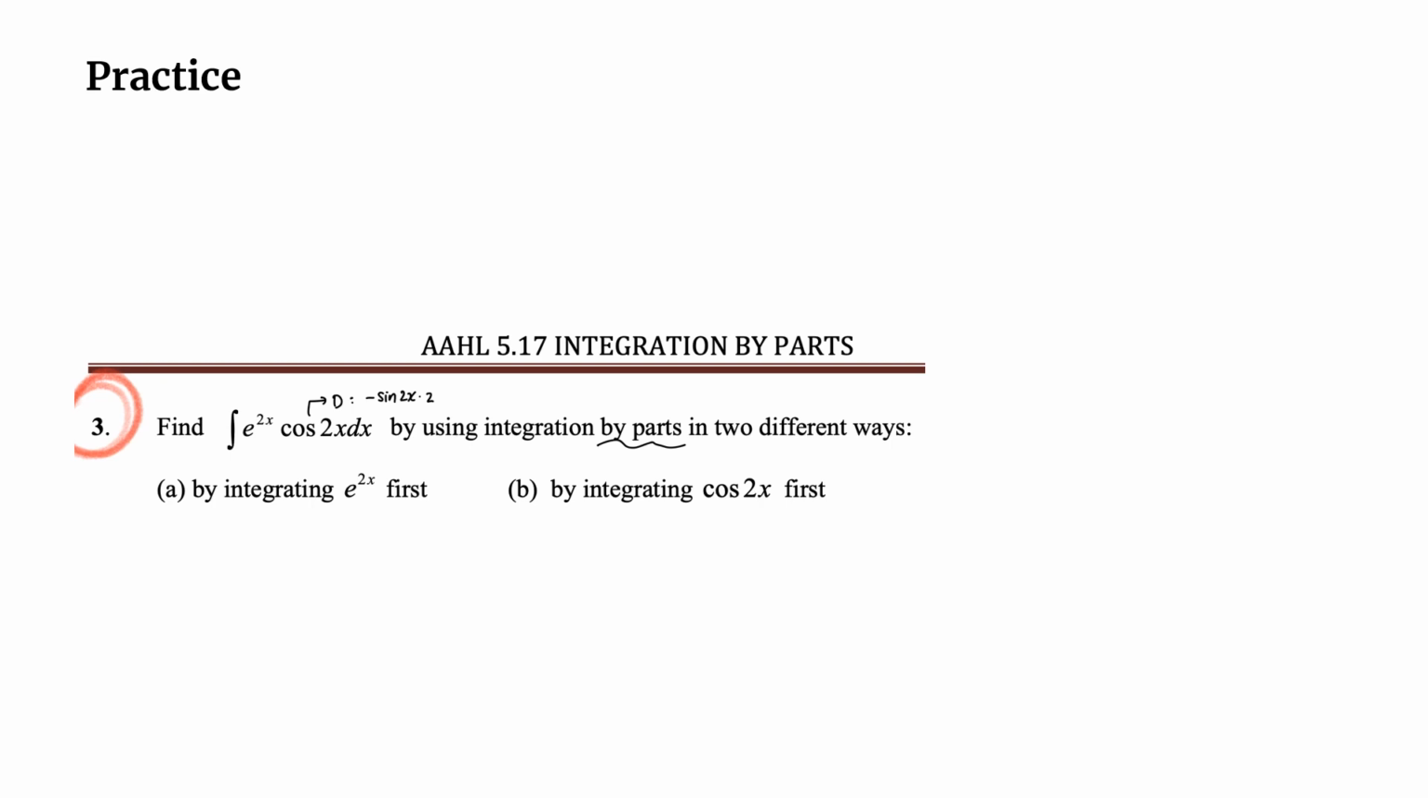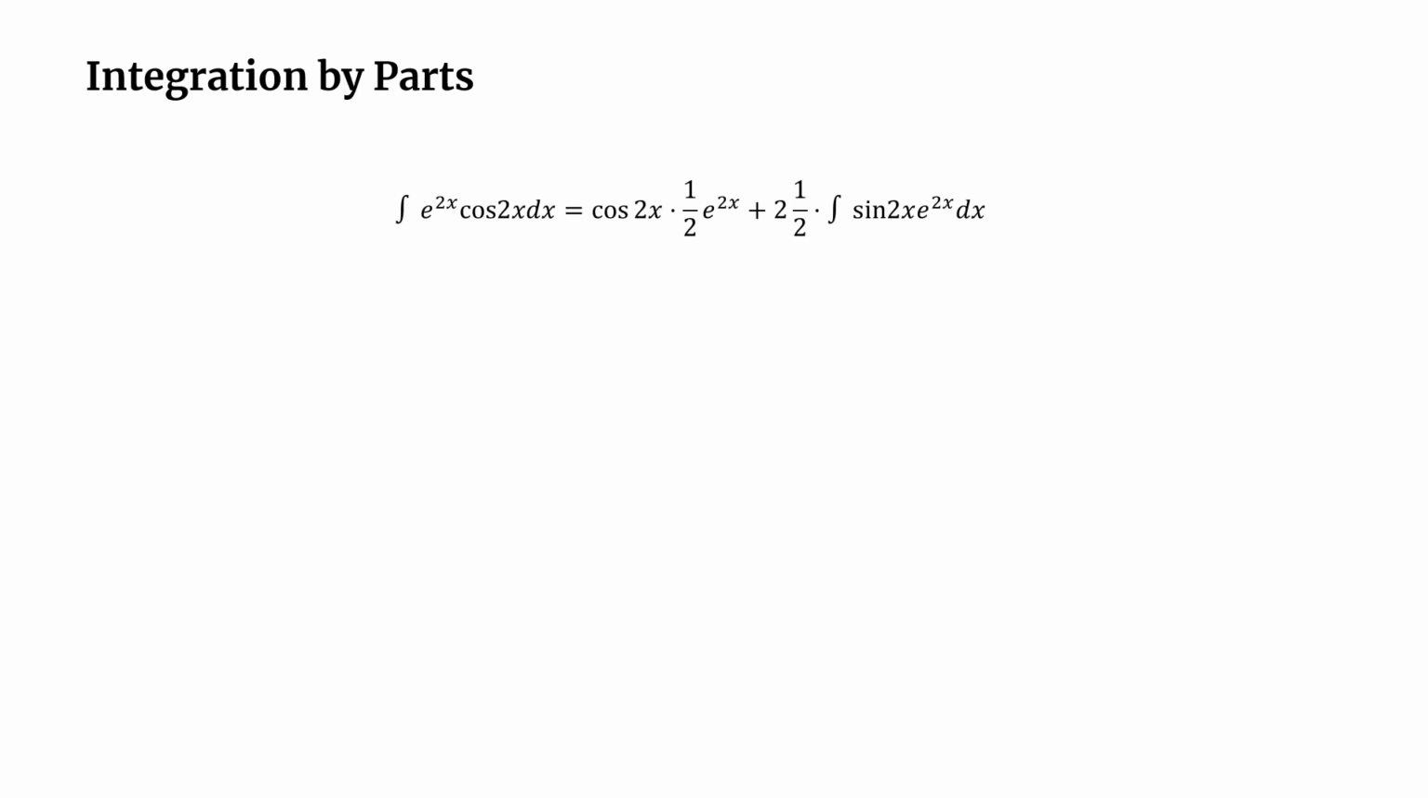But you know that you need to do by parts twice on this particular example so that we can come up with the like term that you started with and you rearrange. Let me show you the algebra of solving this problem in the next slide. All right, let's have a look at the question.